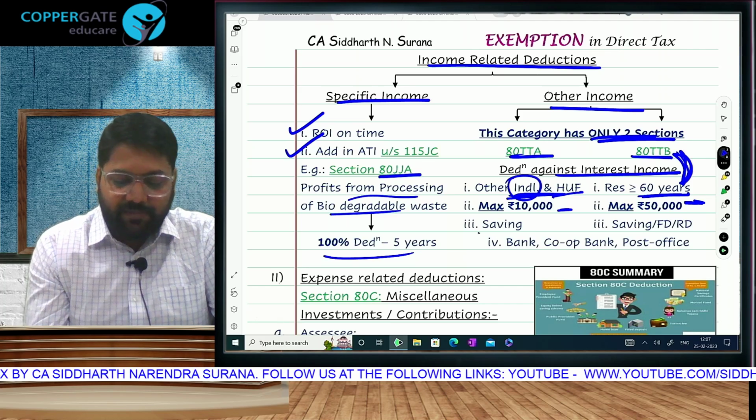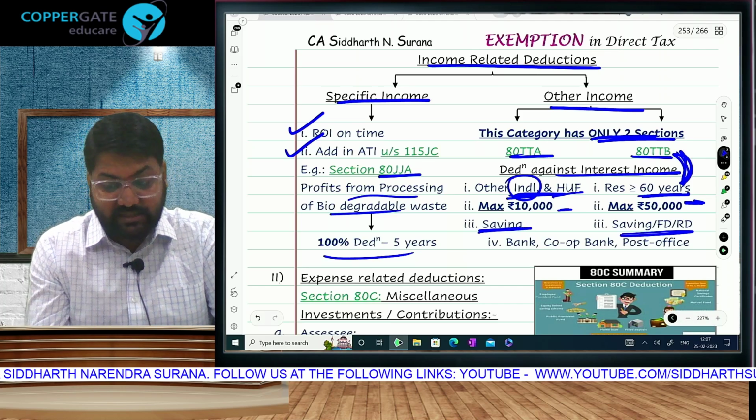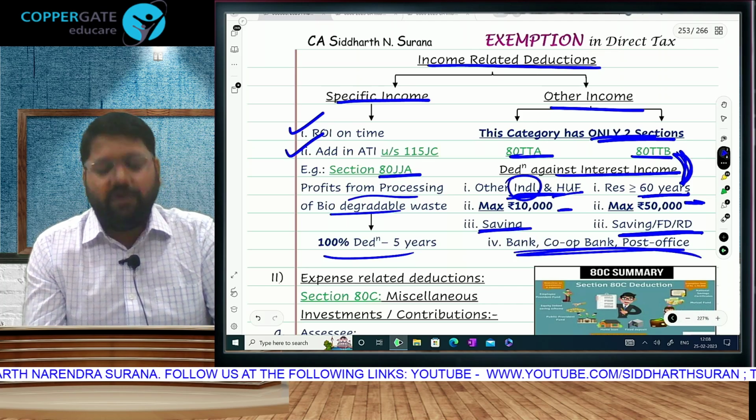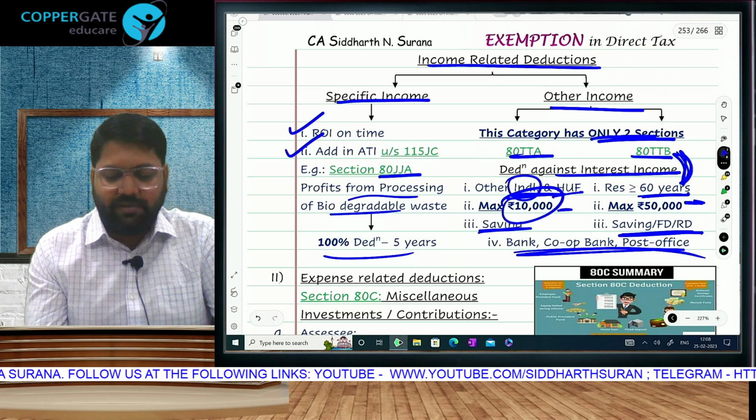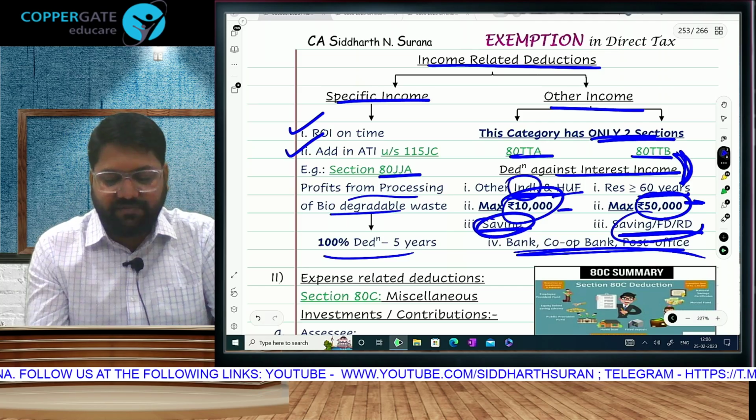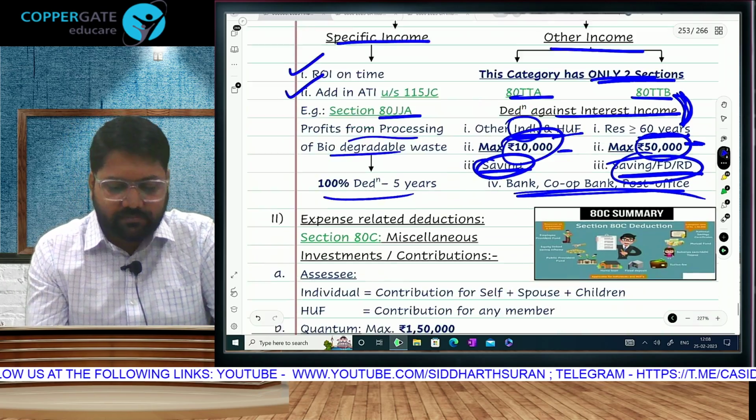Okay. 80TTA will be only against savings account. 80TTB will be against savings, FD and RD, and the account can be in a bank, a cooperative bank or a post office. Up to this limit you will get the deduction, but be careful, 80TTA is only for savings, and 80TTB is also for FD and RD interest.